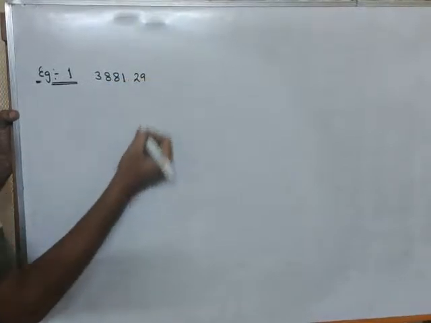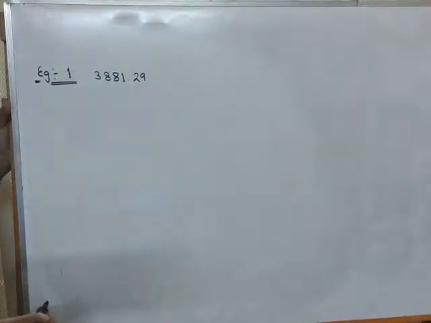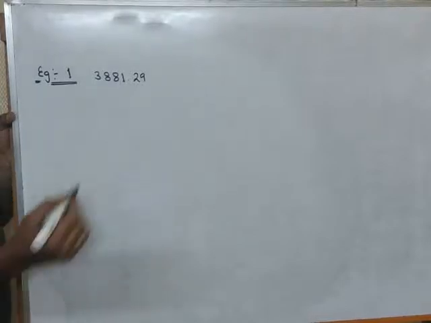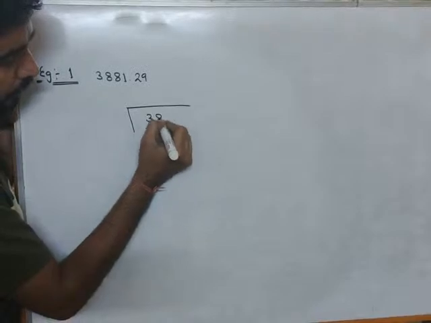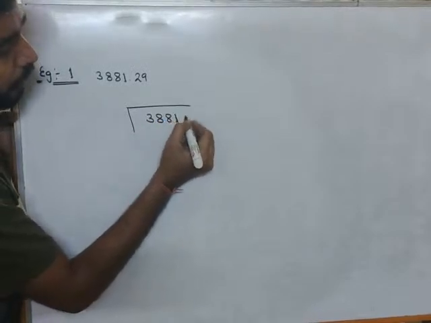3881.29. We need to find the square root of 3881.29. So you all know how to find the square root of a number using the long division method.